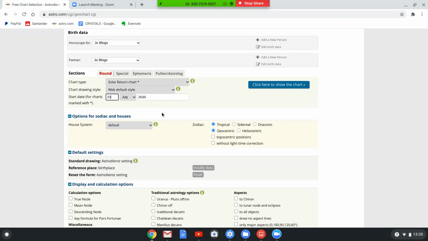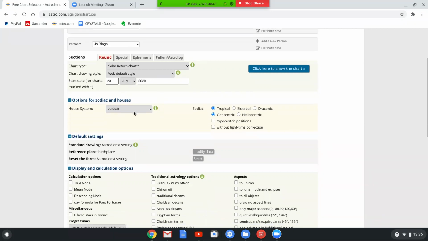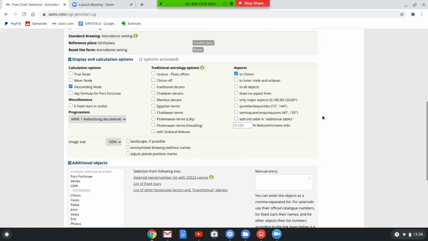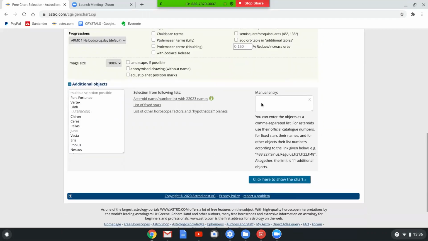So to make sure that you are in the year of your solar return, it doesn't give you the current one if you're doing this a few months in advance. So anyway, you put the date and the year that you want your solar return chart for. So if you're born 22nd of July, as you are, then I put 23rd of July 2020. House system, we're still doing default, and then descending node and Chiron. And that's that, and asteroids if you want, and click here to show chart.